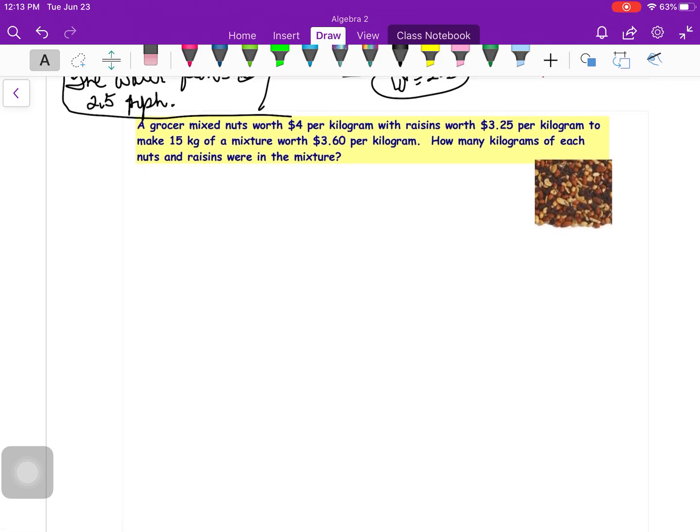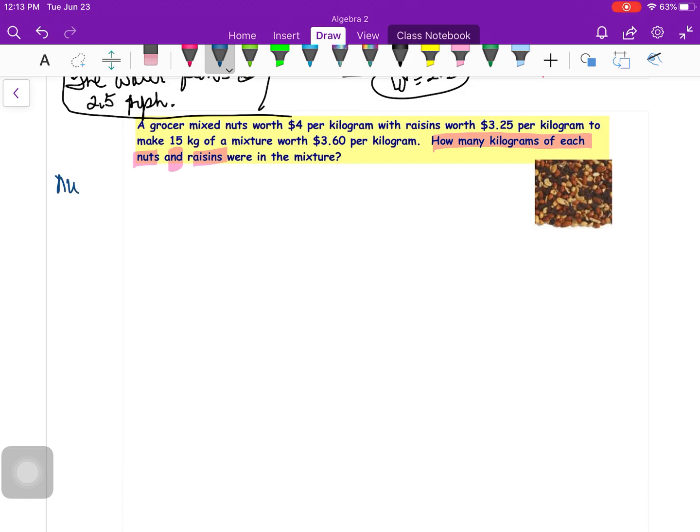And then I just have one more. A grocer mixed nuts worth $4 per kilogram with raisins worth $3.25 per kilogram to make 15 kilograms of a mixture worth $3.60 per kilogram. How many kilograms of each, nuts and raisins, are in the mix? So again, how many kilograms of each nuts and raisins?